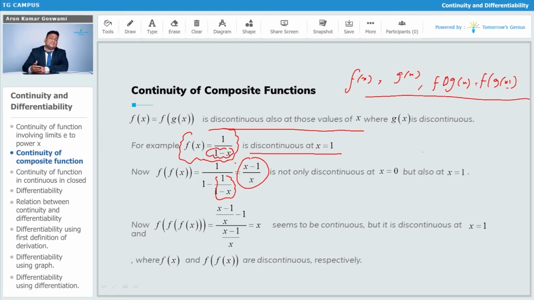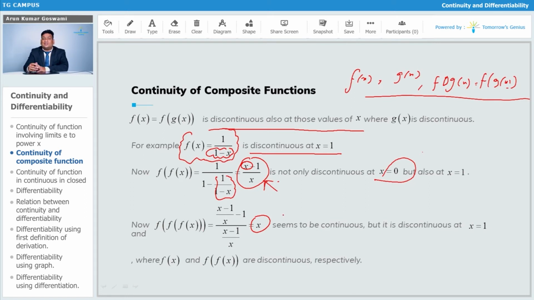We know already this is discontinuous at x equal to 1, but it is also discontinuous at x equal to 0. Now again we are going to check f(f(f(x))). It means again we are substituting this value in place of x. You can see that in place of this x we are substituting 1 by 1 minus x. After substituting this value, we finally get x again.